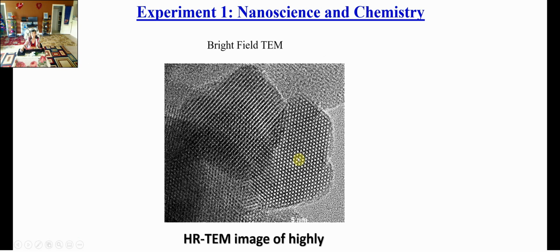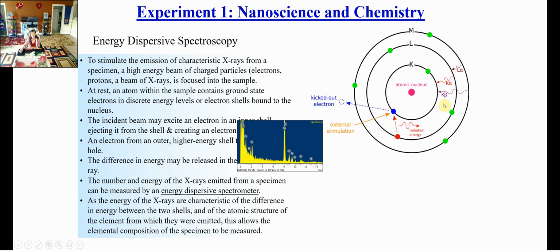So this diagram also showed you the different electrons moving back from the excited state to the ground state. So what's going to happen? And this diagram showed you the X-ray, called EDX, X-ray energy dispersive spectroscopy.